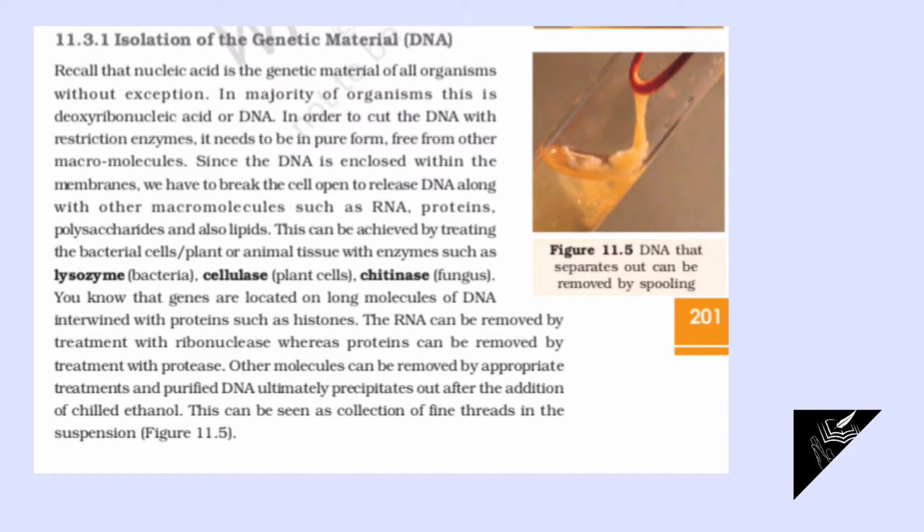You know that genes are located on long molecules of DNA intertwined with proteins such as histones. The RNA can be removed by treatment with ribonuclease, whereas the proteins can be removed by treatment with protease. Other molecules can be removed by appropriate treatments, and purified DNA ultimately precipitates out after the addition of chilled ethanol. This can be seen as a collection of fine threads in the suspension.